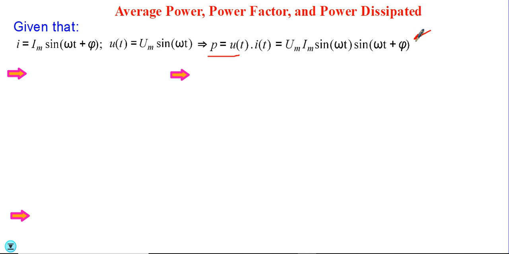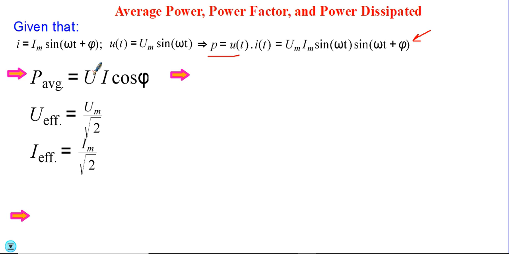However, this equation is a bit complicated, so let's go for something simpler for our curriculum. We have the average power, which is U I cosine φ. Of course, this is in volts, this is in amps, and that's cosine φ. Cosine φ is the power factor, and that's the decisive factor that will give us some answers for the average power. As a revision, effective voltage is U maximum over square root of 2 and I effective is I maximum over square root of 2.